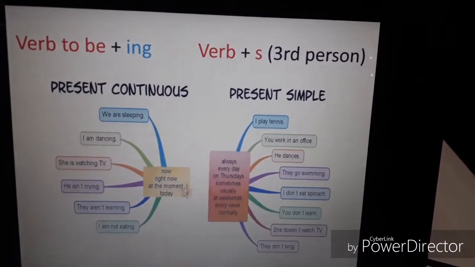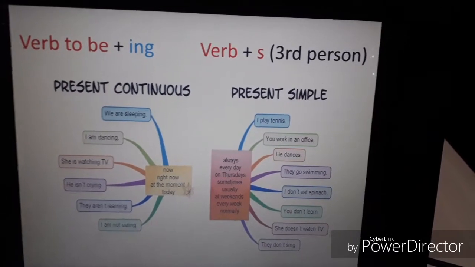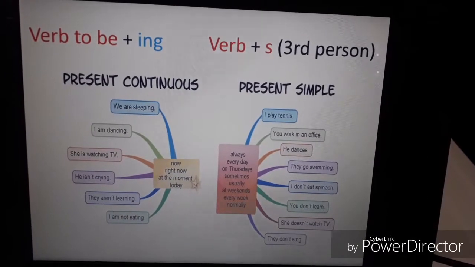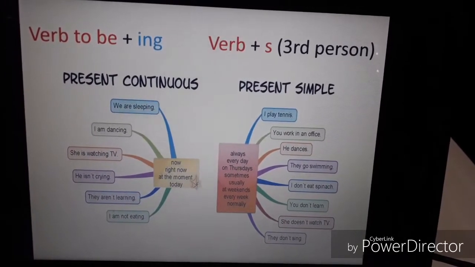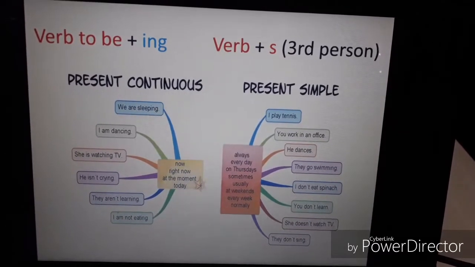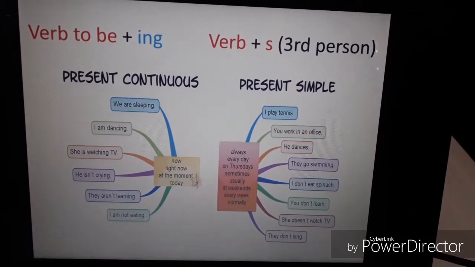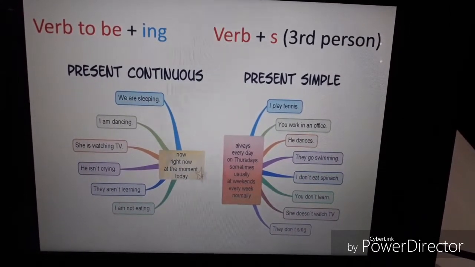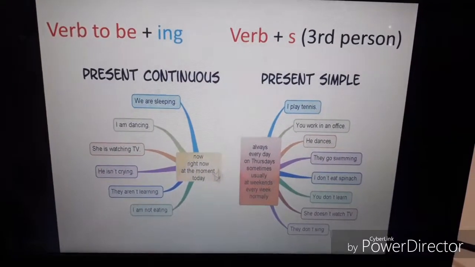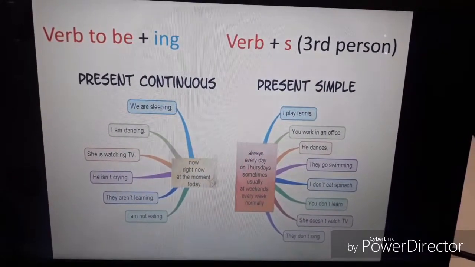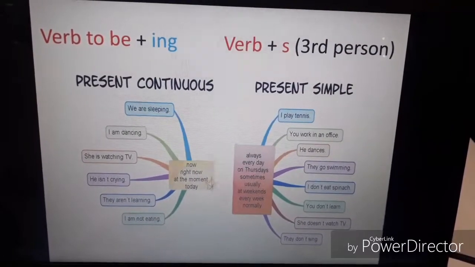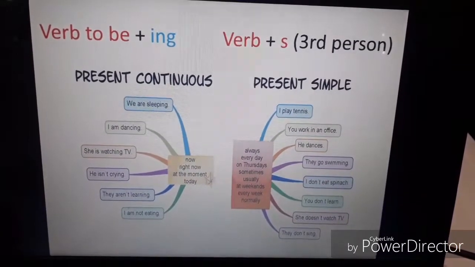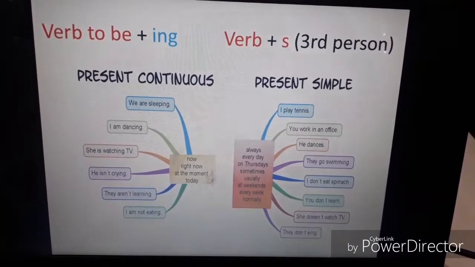Okay, now we're going to talk about the present continuous and present simple. That is an easy topic. So when we have present continuous, we have two things, that is the verb to be and ing. As I told you, they are best friends, so you can't separate them. Present continuous, we have here some. We are sleeping, I am dancing, she's watching TV, he's crying, they aren't learning, I'm not eating. So as you see, it is the verb to be conjugated in present and the main verb with ing.